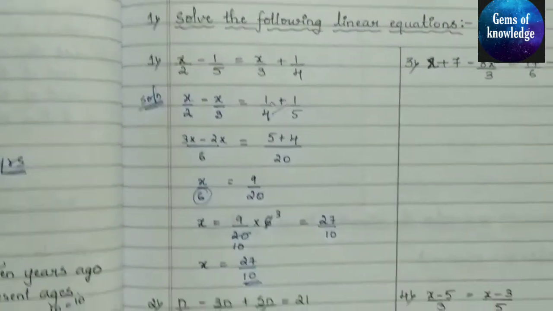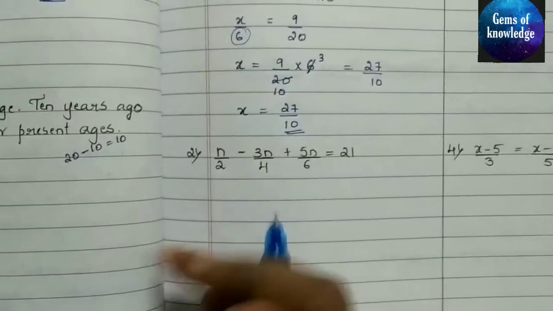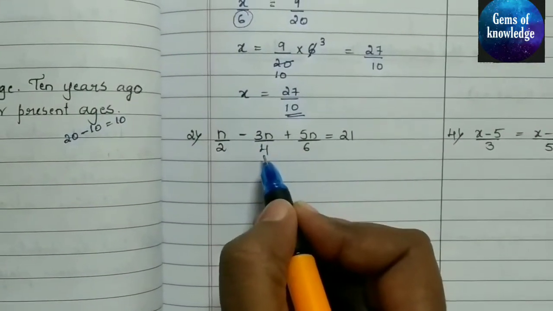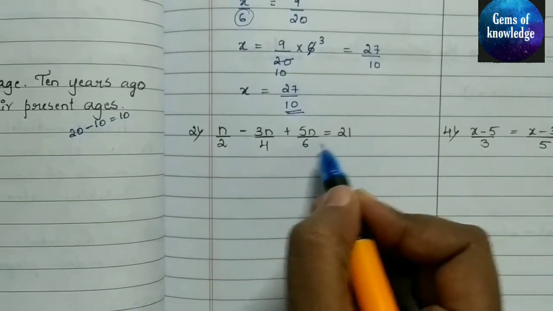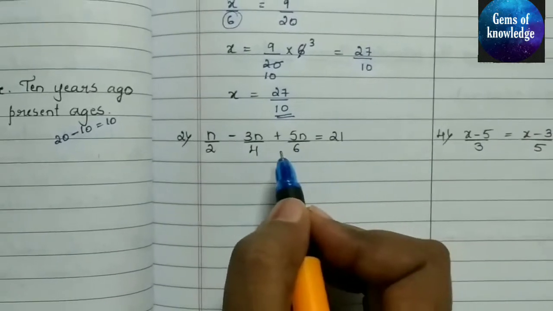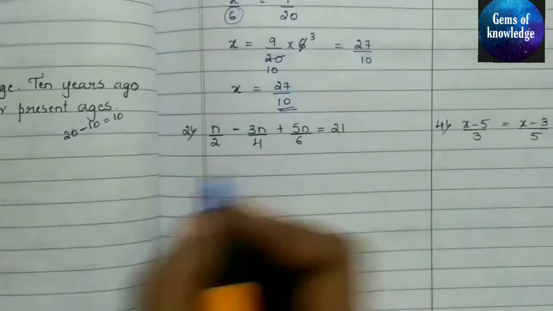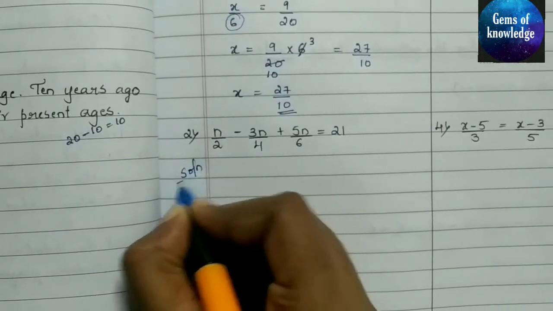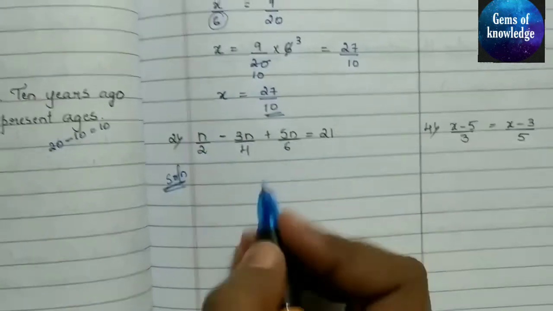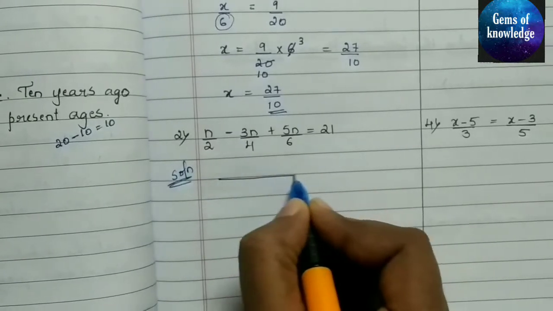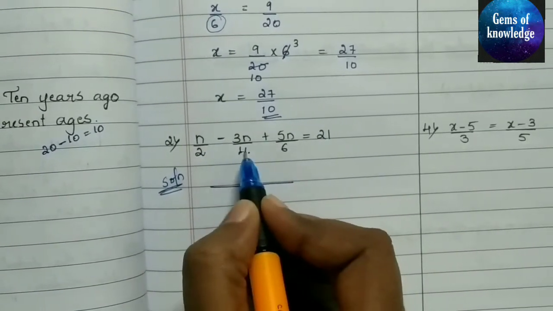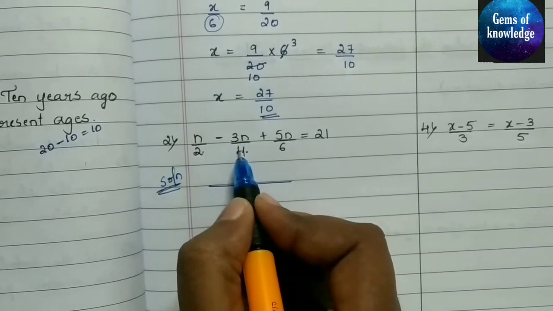Okay, so the second question: n by 2 minus 3n by 4 plus 5n by 6 equals 21. We have to solve here for the value of n. Here you can see 3 terms are given with a similar n pattern. So what we have to do is multiply the first 2 terms. So we will multiply 2 into 4.